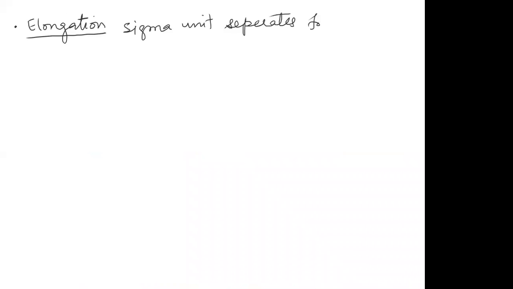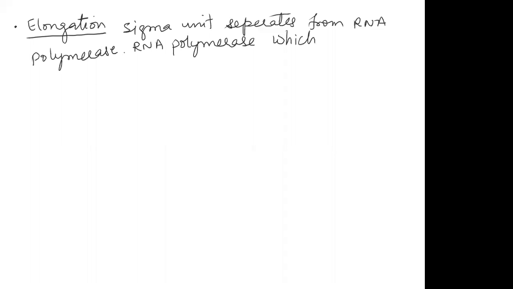Second step is called the elongation process. Now for elongation, the sigma unit separates from RNA polymerase. So it is only the RNA polymerase which alone completes the process.